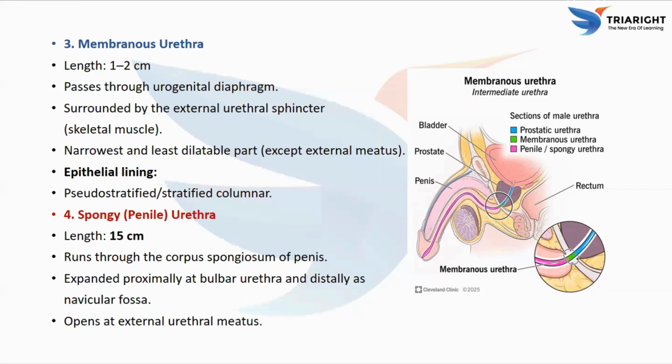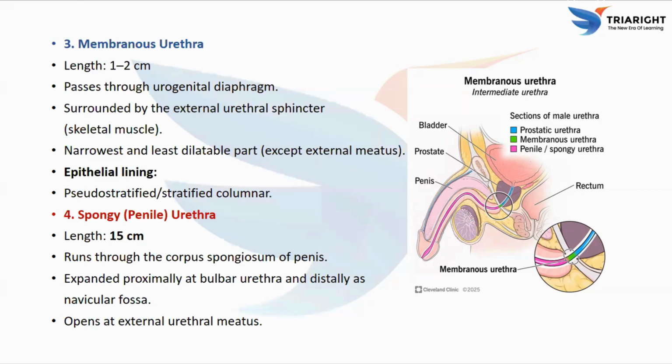So this membranous urethra is also called the intermediate urethra. It passes through the urogenital diaphragm, which is a region of muscles in the pelvic floor. It has a length of about 1 to 2 centimeters, a very short length. It is surrounded by the external urethral sphincter.